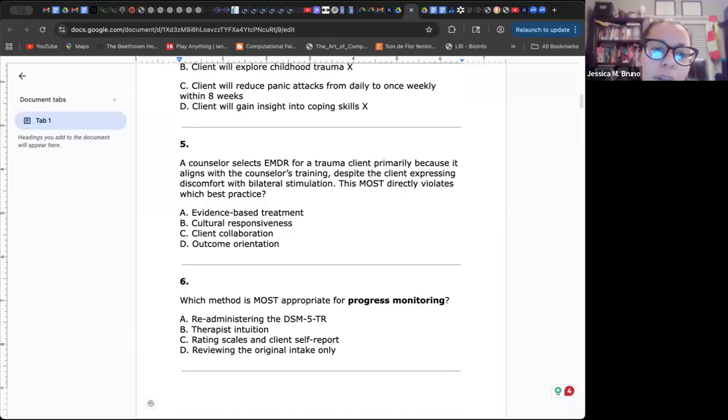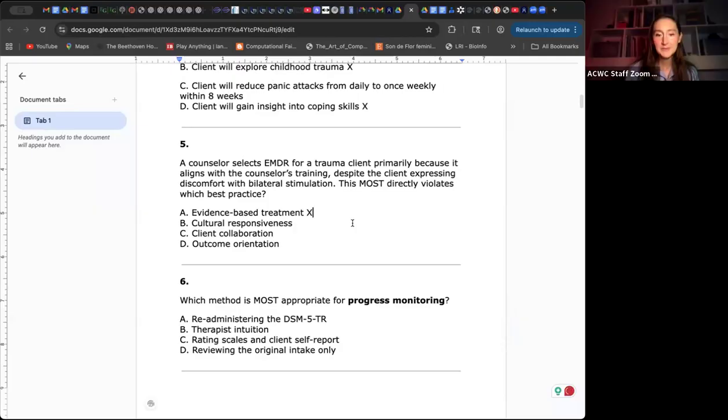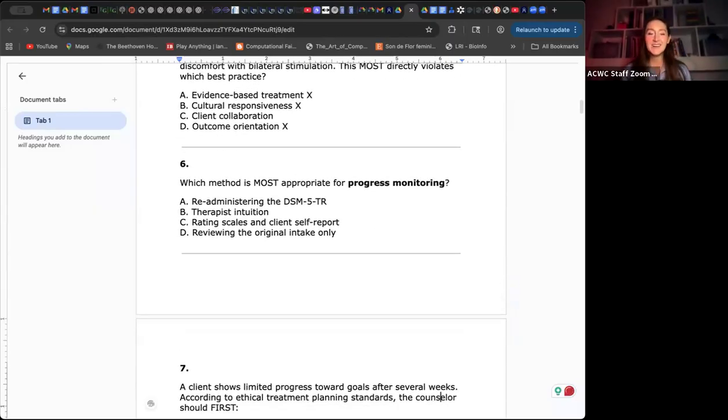Counselor selects EMDR for trauma client primarily because it aligns with the counselor's training, despite the client expressing discomfort with bilateral stimulation. This most directly violates which best practice? I'm gonna eliminate A, B, and D, and I'm gonna pick C. Absolutely, and you would be totally right. All right, thank you.